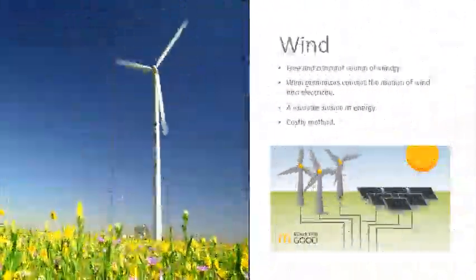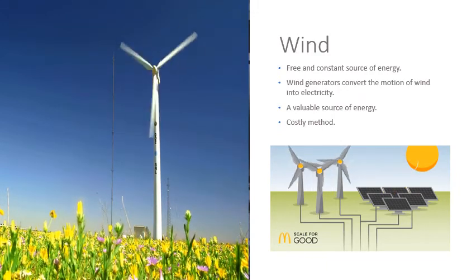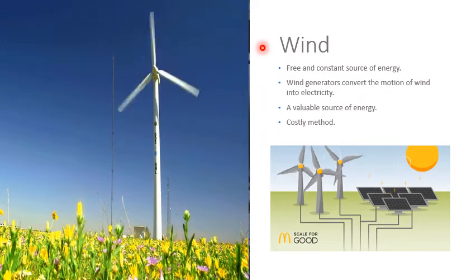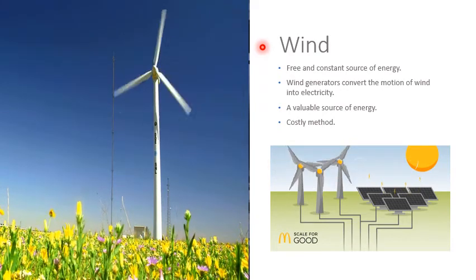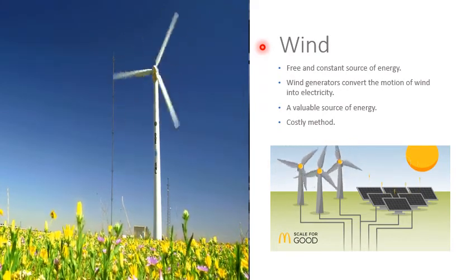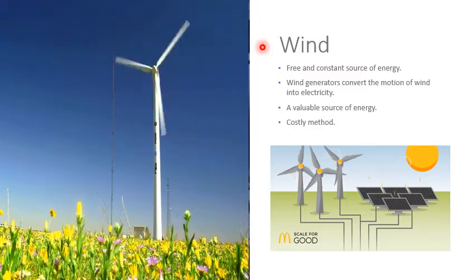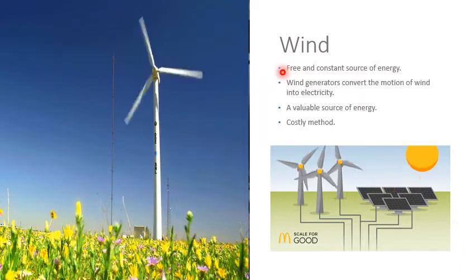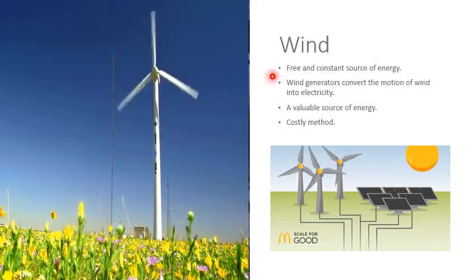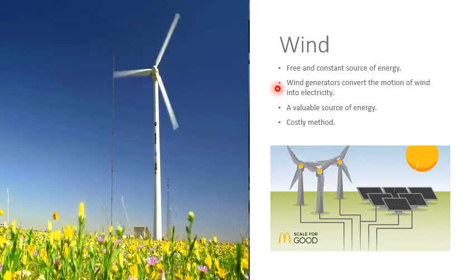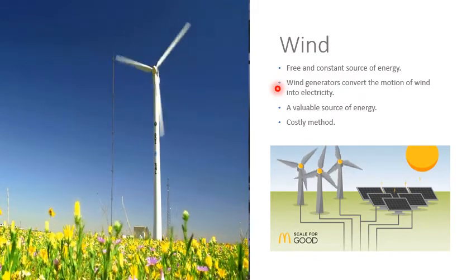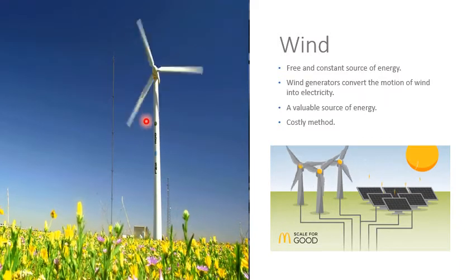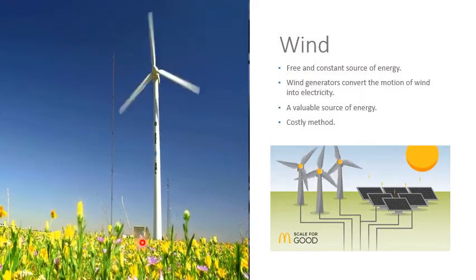Now students, here comes another type of source of energy, which is wind. First, we must know what wind means. Wind means moving air. The moving air is wind. It is a free and constant source of energy. What happens? Wind generators convert the motion of wind into electricity. With the windmills, there are a number of generators attached to them.